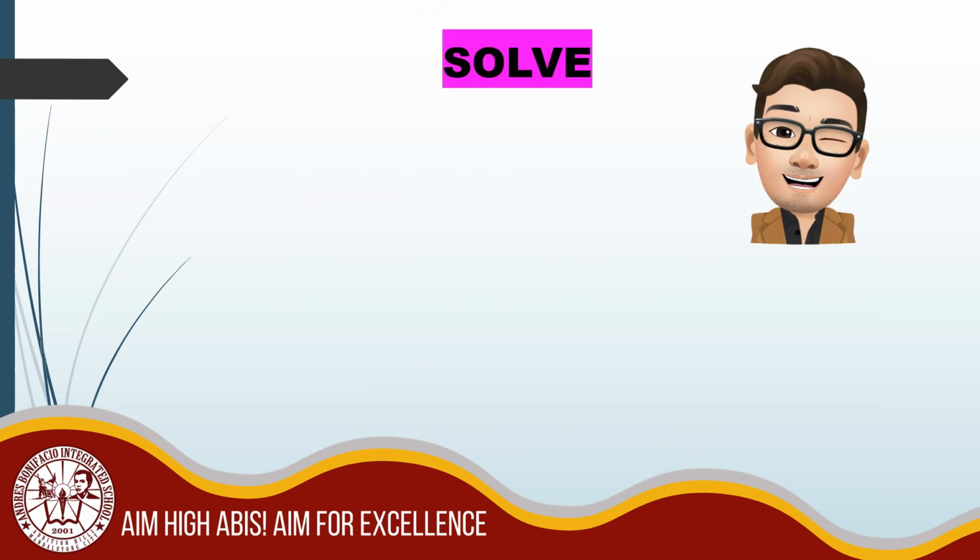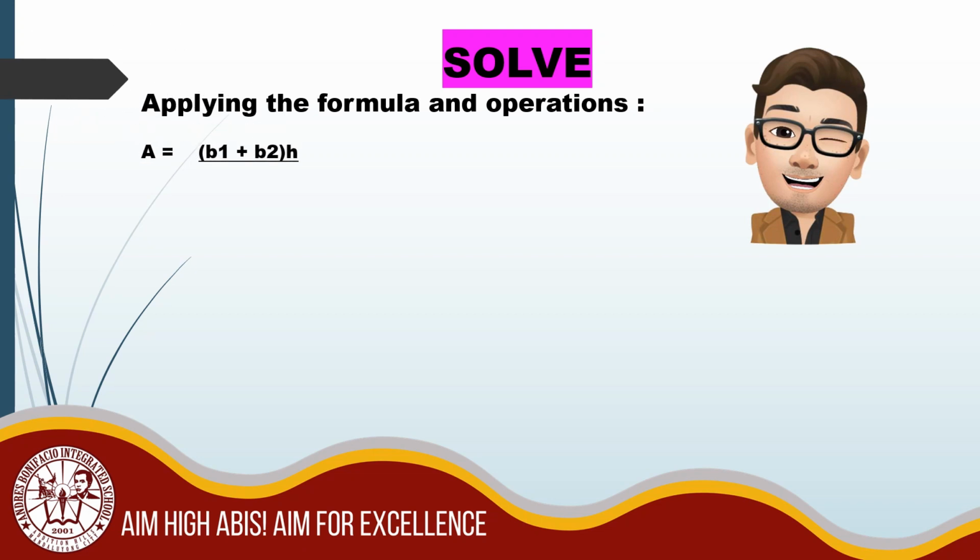For our solution, applying the formula and operations, we have to follow area equals base 1 plus base 2, multiply it by the height, divided by 2. We have 10 meters plus 8 meters, multiply it by 4, and then divide it by 2. We have to add 10 meters plus 8 meters first. That will give us 18 meters, multiply it by 4 meters, and still divided by 2.